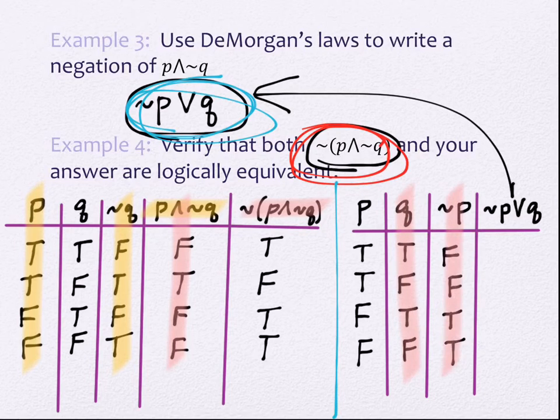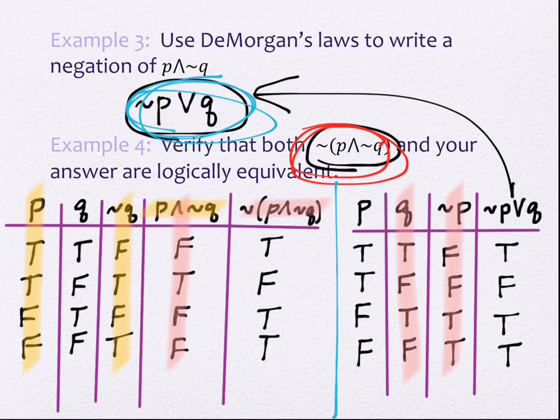Now I'm looking at these two columns, the tilde P column and the Q column. When is an or statement true? If either one is true, or both, right? So my first row says true, false. What is that? That's true. My second row says false, false. What is that? False. Very good. My third row says true, true. That is true. And my fourth row says false, true. And that's also true. Or statements, either one or both are true.